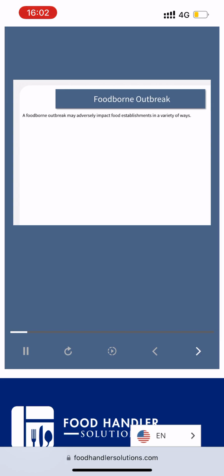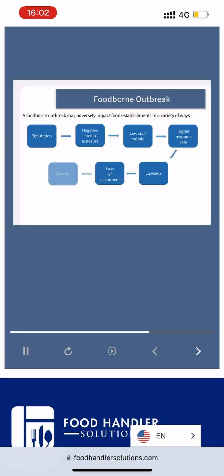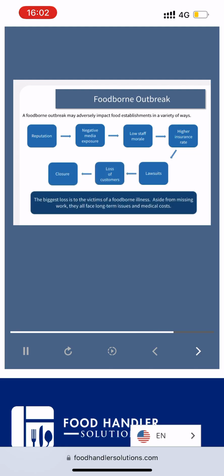A foodborne outbreak may adversely impact food establishments in a variety of ways. Reputation, negative media exposure, low staff morale, higher insurance rates, lawsuits, loss of customers, closure. The biggest loss is to the victims of the foodborne illness. Aside from missing work, they all face long-term issues and medical costs.